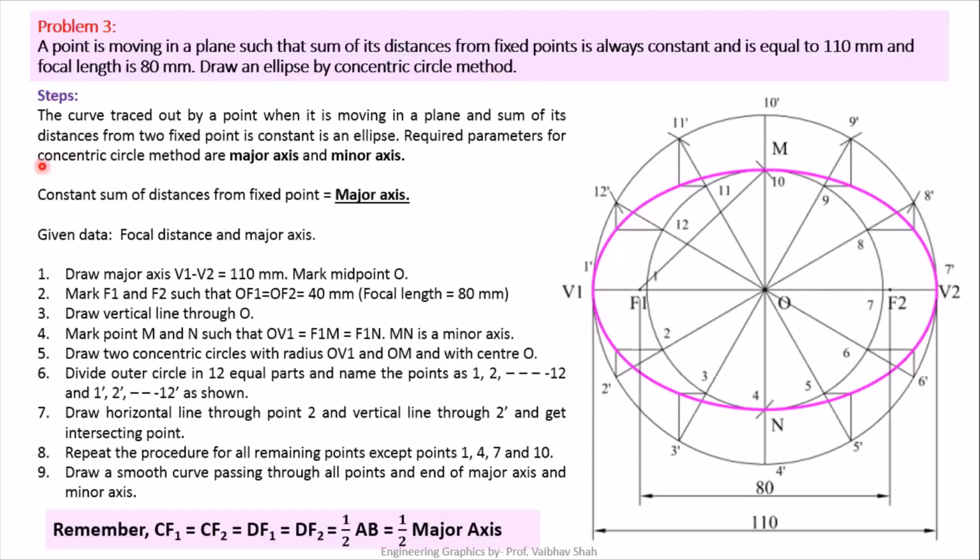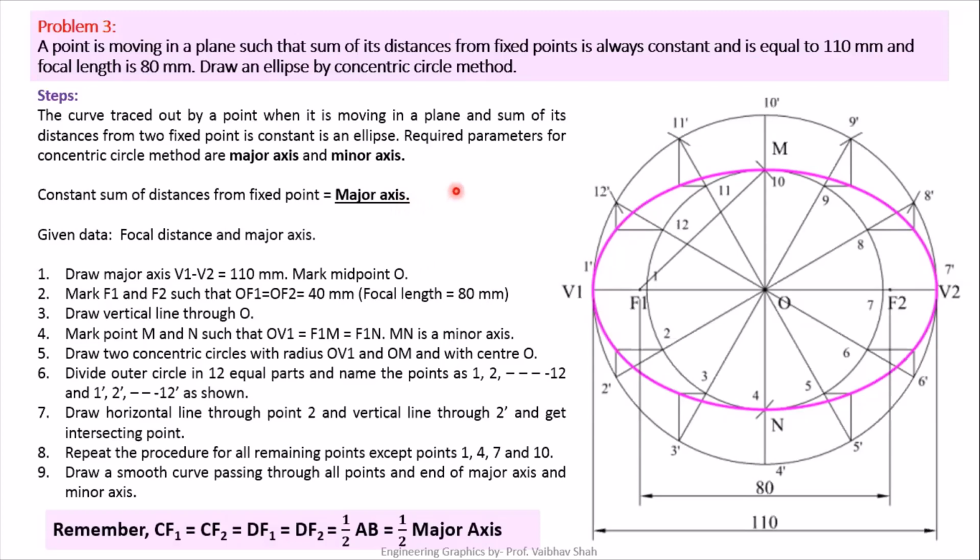So here the curve traced out by a point moving in a plane, such that the sum of its distances from two fixed points is constant, is an ellipse. If we remember the definition of an ellipse, it is from that statement. So here the required parameters for the concentric circle method are the major axis and minor axis. The constant sum of the distances from the two focal points is nothing but your major axis.